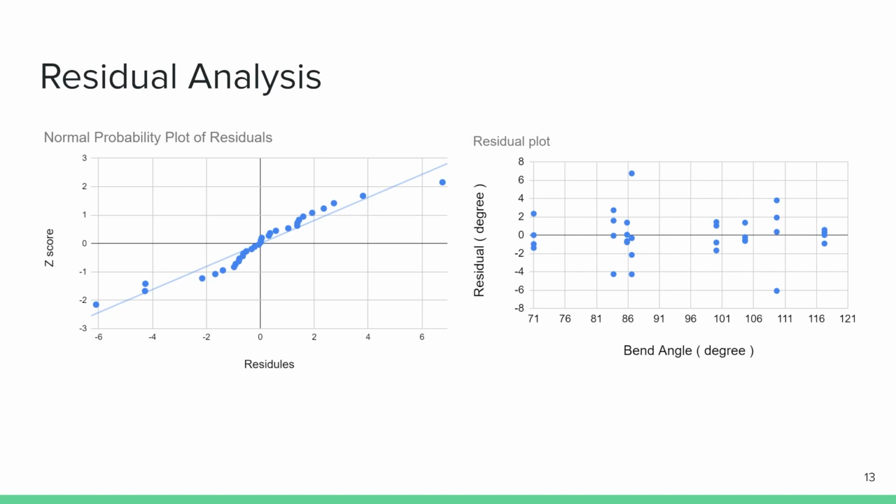Residual analysis shows us the quality of our sample data. On the left, the normal probability plot shows that our sample data are fairly normal, with no significant outliers. On the right, the residual plot shows us that there's no abnormal dispersion in our sample groups. Some have smaller dispersion than others, but overall, no abnormality is observed in the residual plot.